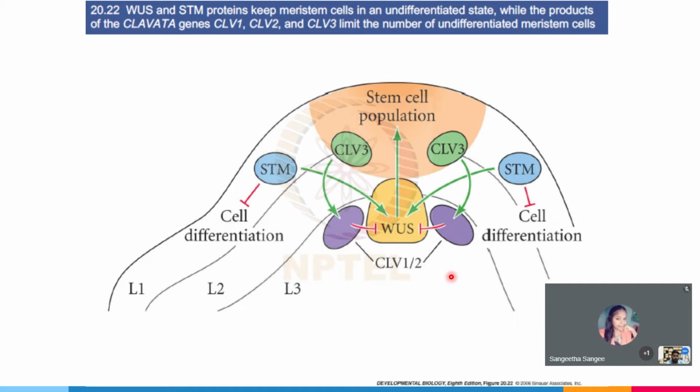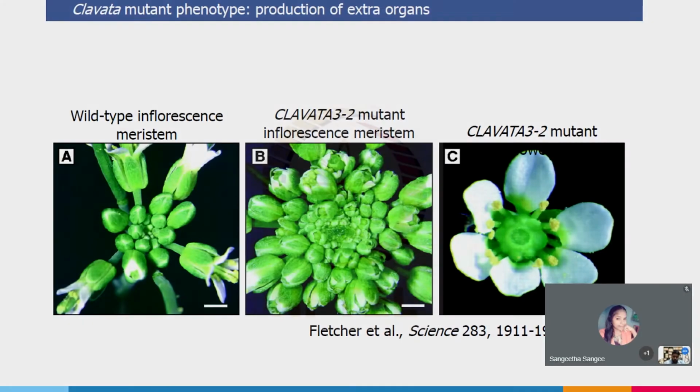Clavata 1, 2 and 3 help in differentiation of stem cells. So in the clavata mutant, CLV1, 2 and 3 will not be there. And what exactly is the result of that? That is what we will see in this slide. Here we can see the wild type inflorescence meristems, where we have this number of organs being formed. These are all flowering buds.